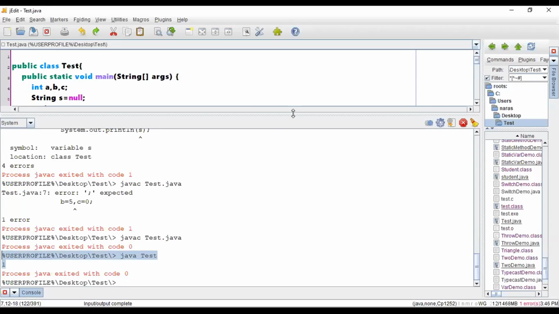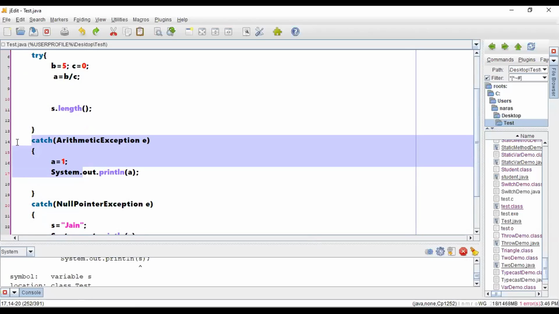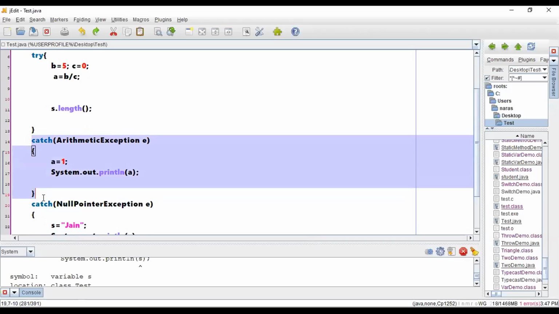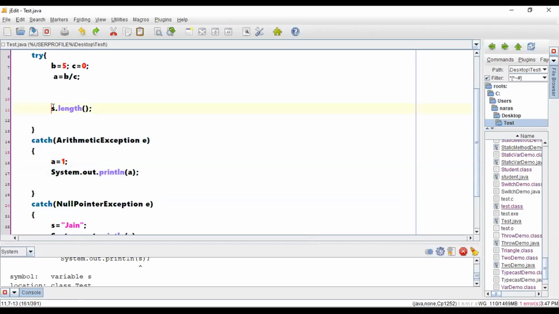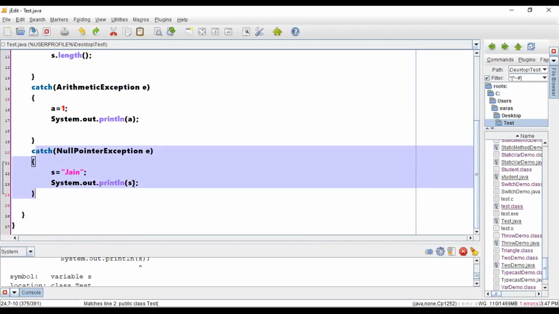Right. So as the arithmetic exception has been raised, only the arithmetic exception catch will be called. My intention is I wanted to handle both the things. I don't want to terminate my program here itself. I have one more exception, that is s.length. I wanted to catch this particular thing also. Output needs to be printed with respect to this one also. What needs to be done?